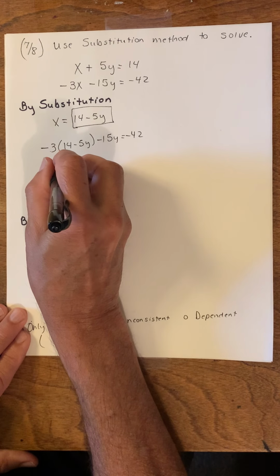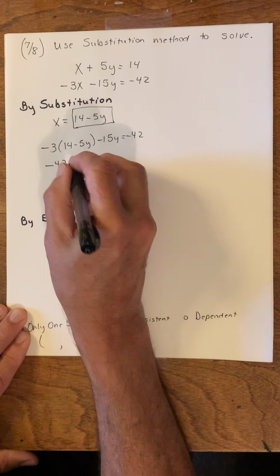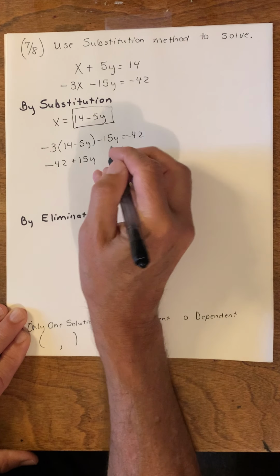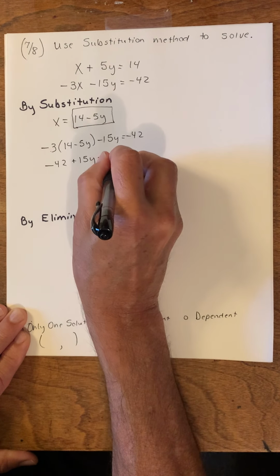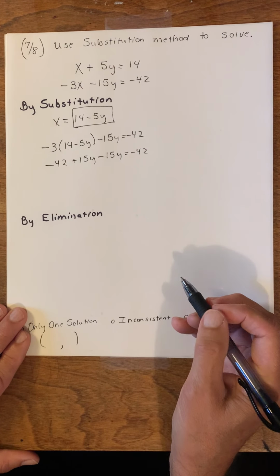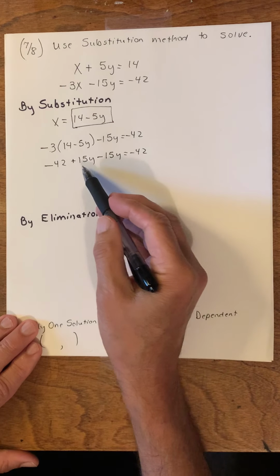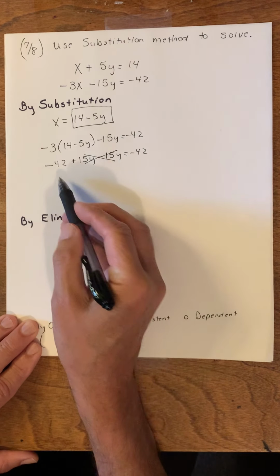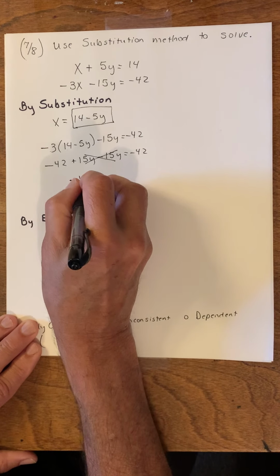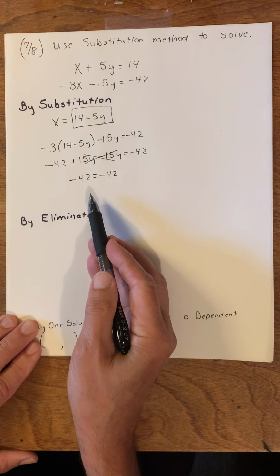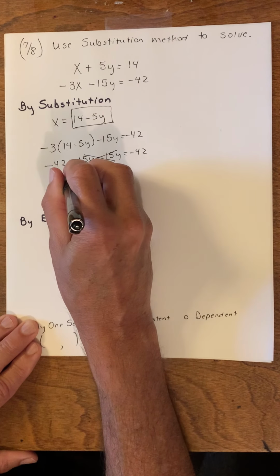Negative 42. Negative times negative is plus 15y, minus 15y. There's another one. Equals negative 42. Something's going to be afoot here. Check it out. The y's cancel. And I get negative 42 equals negative 42. Hey, remember this scenario? I get a number equals itself.